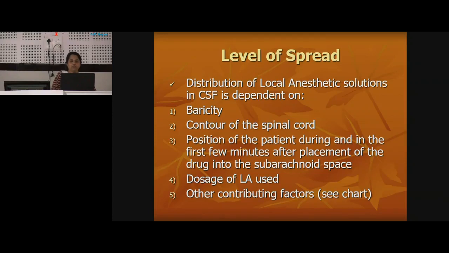So, let's see the distribution of local anesthetic solution in CSF, and it is dependent on the baricity of the solution, contour of the spinal cord, position of the patient during and in first few minutes after the placement of drug into the subarachnoid space, and dose of the local anesthetic injected. There are other contributing factors also.